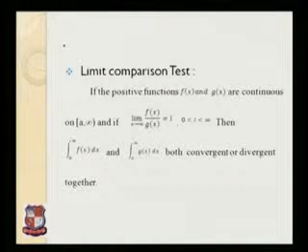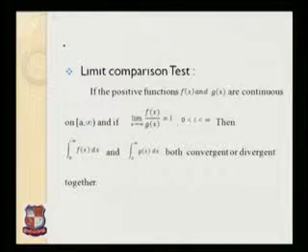Here is the statement of the limit comparison test. If the positive functions f of x and g of x are continuous on the half open interval from a to infinity, and if the limit as x tends to infinity of f of x upon g of x is equal to L, where 0 is less than L is less than infinity, then the integral from a to infinity of f of x dx and the integral from a to infinity of g of x dx both converge or diverge simultaneously.